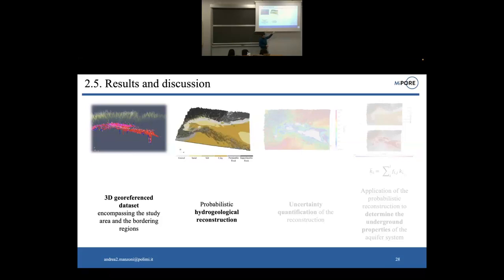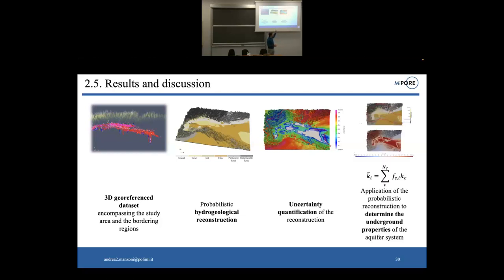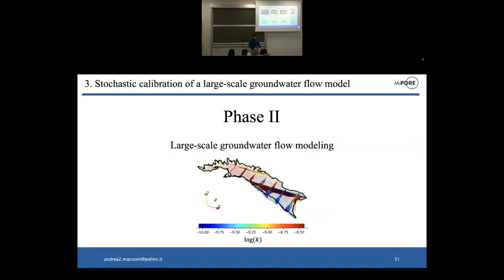We have been able to do a probabilistic hydrogeological reconstruction. We have also been able to estimate, to quantify the uncertainty of this reconstruction, and we have information that is already applicable to predict the spatial distribution of hydrogeological properties within the aquifer system of the fault plane. That is going to be applied in phase 2.